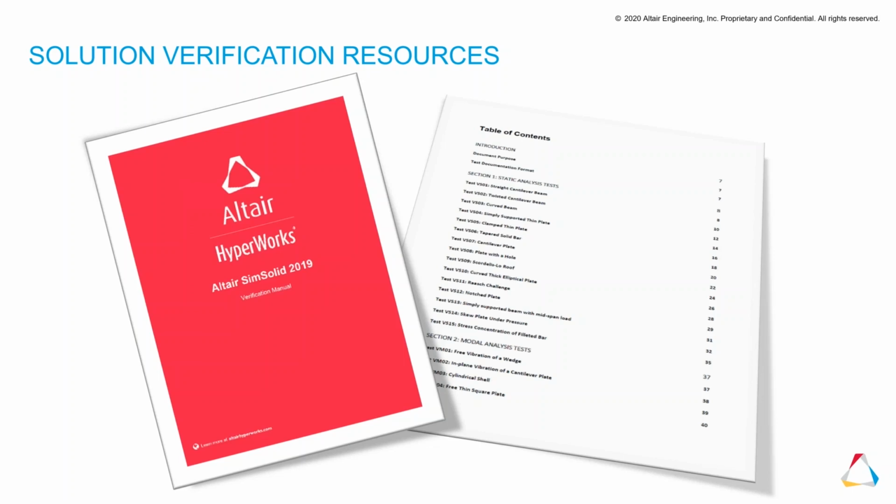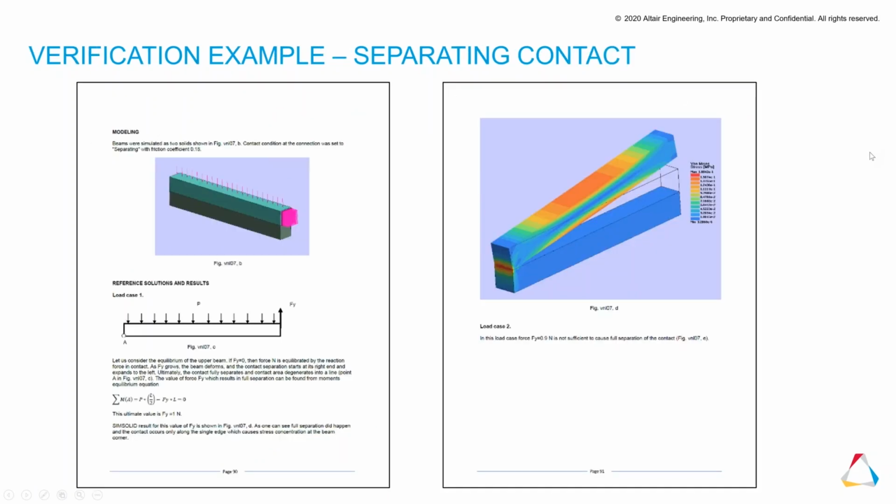SimSolid is a new code, and as such, there was a lot of, well, how accurate is it, how well does it work, and we've spent a tremendous amount of time on that topic, as you would expect. We have a verification guide that you can download, and it has hundreds of problems that we solved, all the standard types of tests. And here's an example. This is one with separating contact.